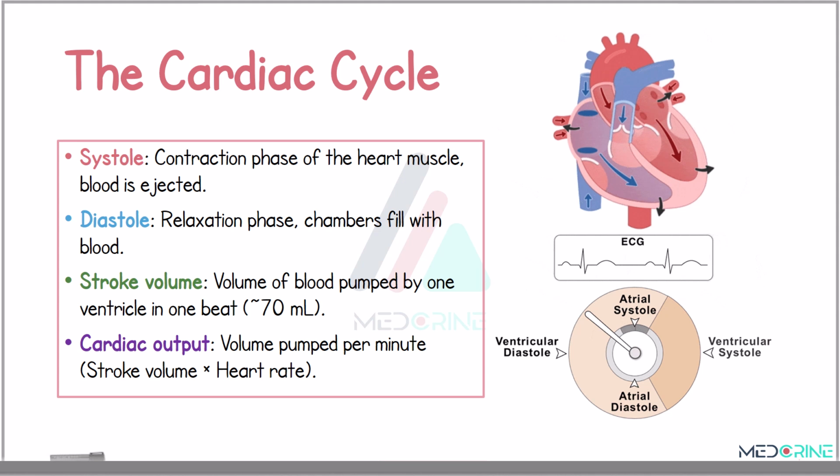Looking at a few definitions to help us in understanding the cardiac cycle, systole means the contraction phase of the heart muscle where blood is ejected. A diastole is a relaxation phase where chambers relax and fill with blood. Stroke volume is the volume of blood that is pumped by one ventricle in one beat. Then the cardiac output is the volume that is pumped out per minute, which is calculated as the stroke volume multiplied by the heart rate.